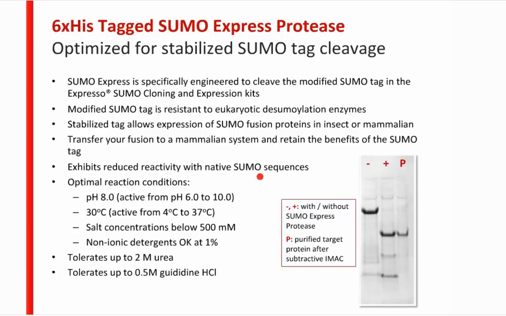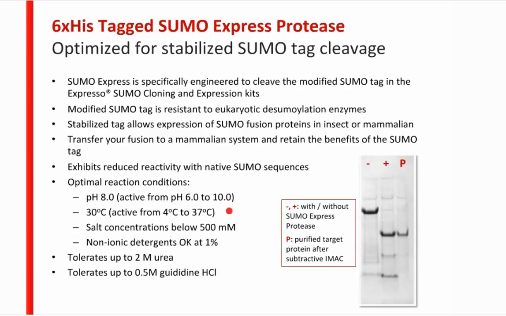But it has very similar reaction conditions to normal sumo protease. Active in a wide range of pH, optimal at pH 8. Again, 30 degrees is optimal, but it is active from 4 to 37. Fairly decent salt tolerance, not quite as good as TEV, and non-ionic detergents are also okay at 1%, and it tolerates some chaotropes as well.